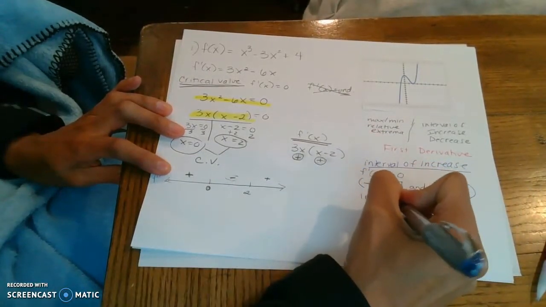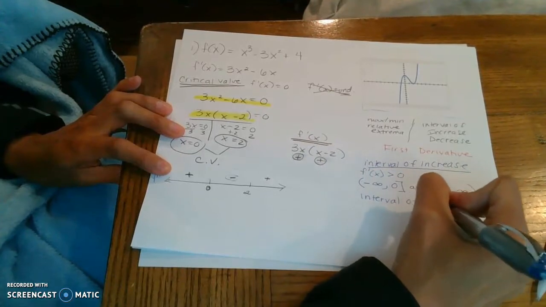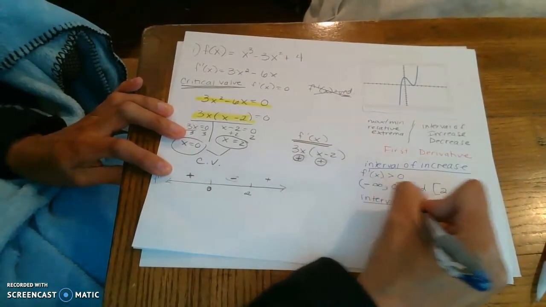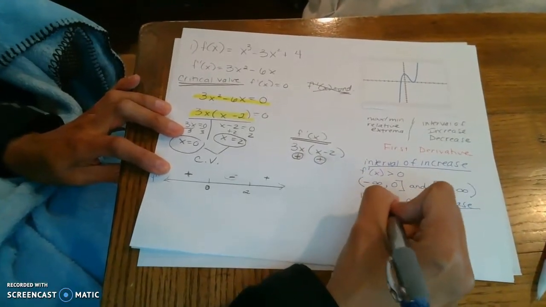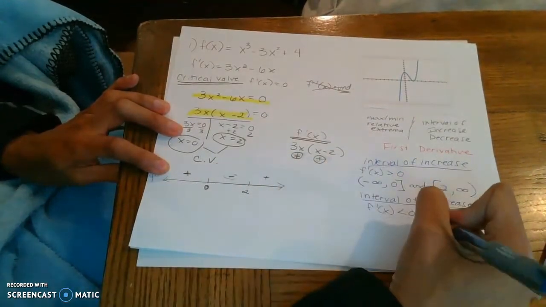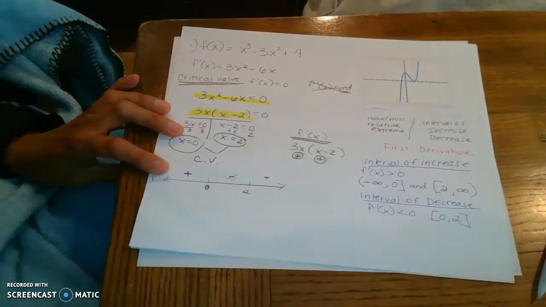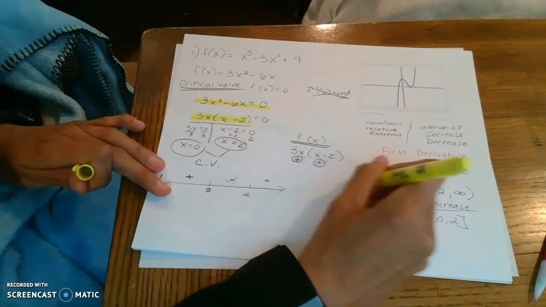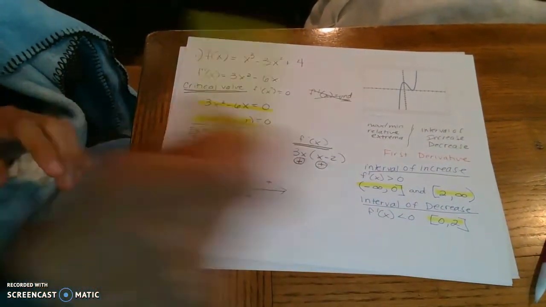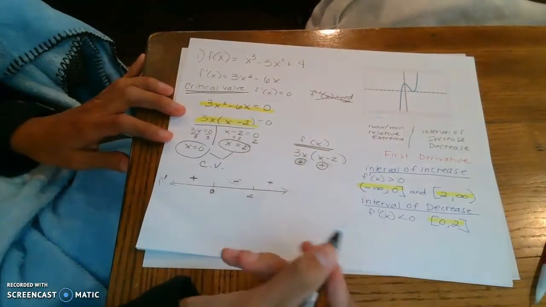My interval of decrease, well, there's only one of that. That's where the first derivative is negative, less than 0, and it's going to be from 0 to 2. So those would be my answers for interval of increase and interval of decrease. Okay, well now let's talk about max and mins.